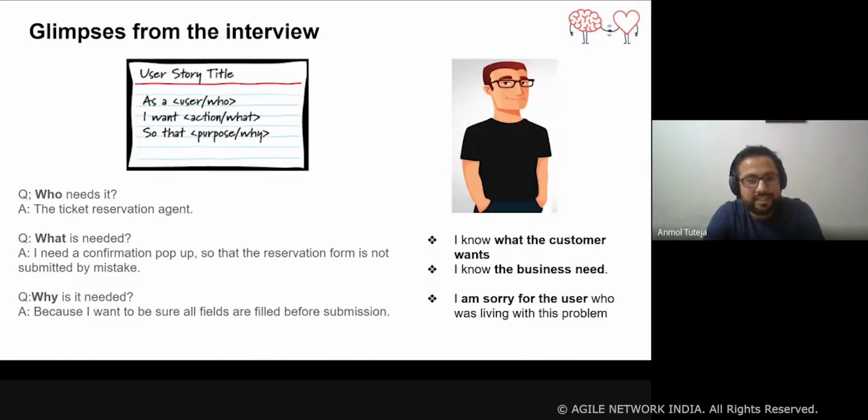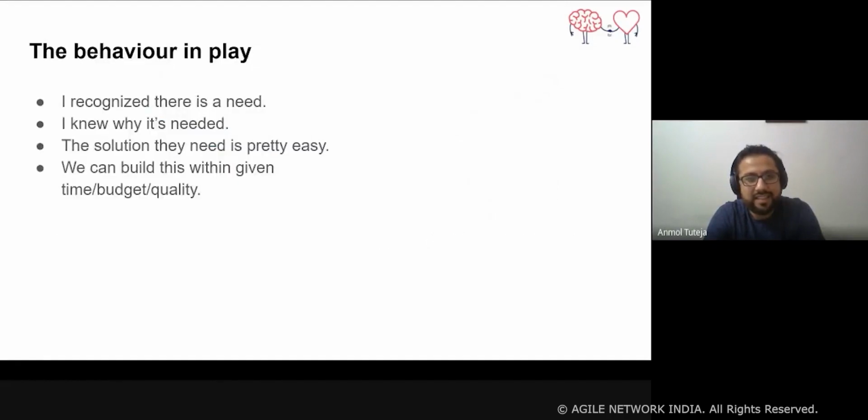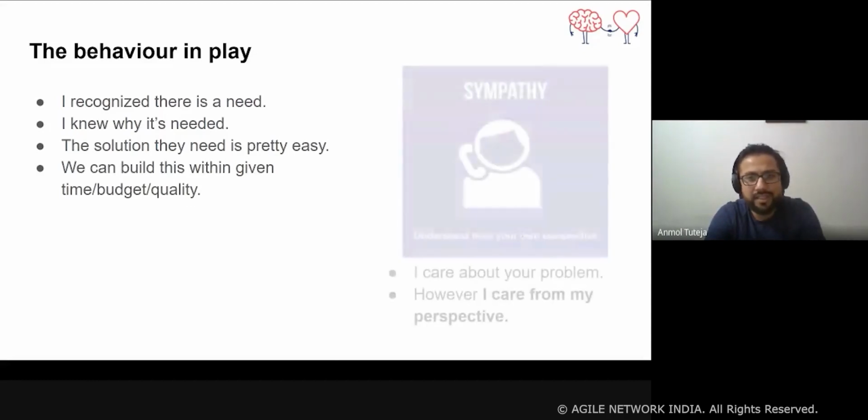After this questionnaire, I just knew what the customer wants. I knew the business need also, and I felt sorry for the user because he was in this problem. So this was the approach and the end result. Now the behavior which was in play was, I recognized there was a need. I knew why it was needed. The solution was already in my head, and I just wanted to deliver it within time, budget, quality.